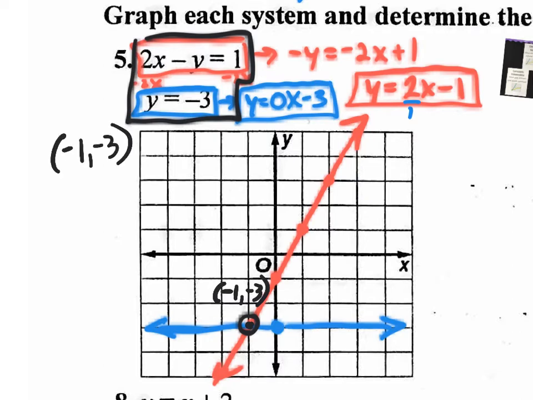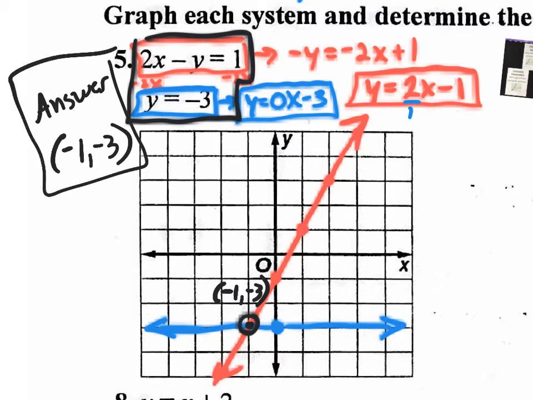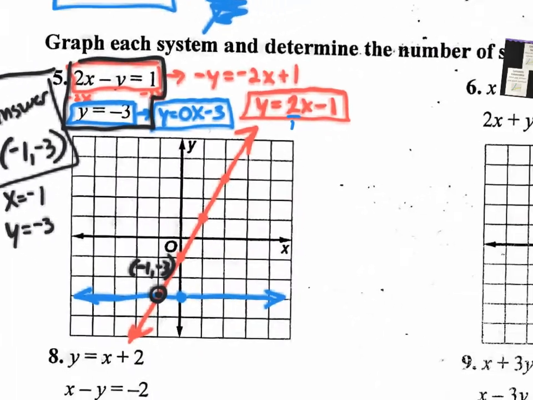That's your answer. Now, what does it mean that negative 1, negative 3 is your answer? It means that if you plug in x equals negative 1 and plug in y being negative 3, it should give you a true statement on the entire system, on the top and the bottom equation. And if you do, you'll see that it does work, and that's how you double check. Okay, it's really that easy, guys. Should we try number 6?